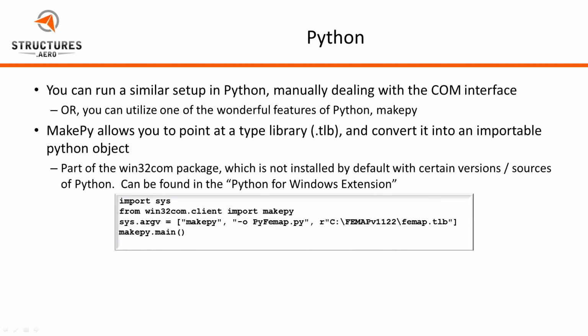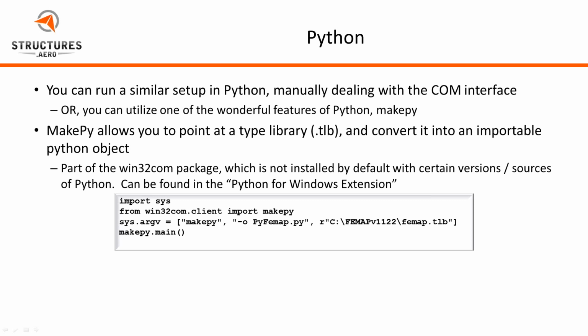So how do we do this in Python? Well, we can do it in a similar setup to C. We can manually deal with the COM interface. We can create it, we can work with it, send commands. It's possible, but it's a pain. Conveniently, Python has a very wonderful program called MakePy as part of one of its packages. And what this does is it allows you to point at an existing type library, specifically the FEMAP type library in the default FEMAP install directory, and convert that into an importable Python object.